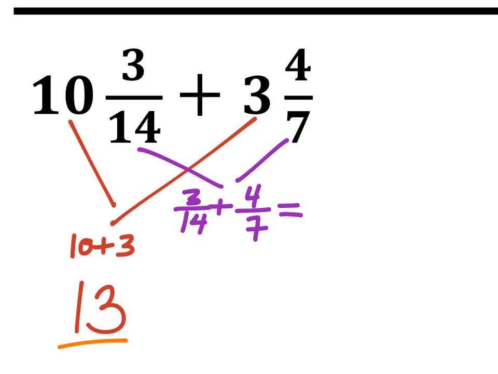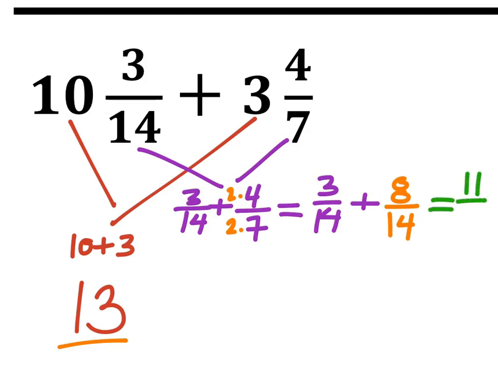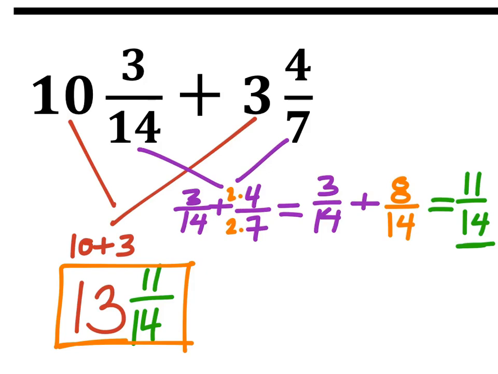Okay. So I'm going to take 3/14 and add the 4/7. And I've got to make these common denominators, right? So to make the 7 a 14, I would multiply those by 2. So now I have 3/14 plus 4 times 2 is 8, and 7 times 2 is 14. So this would be 3 plus 8, which is 11 in 14ths. This is the fraction. Now you'd see if you could simplify this, of course. But this is not simplifiable, so I have 13 and 11/14. That's my final answer right there.